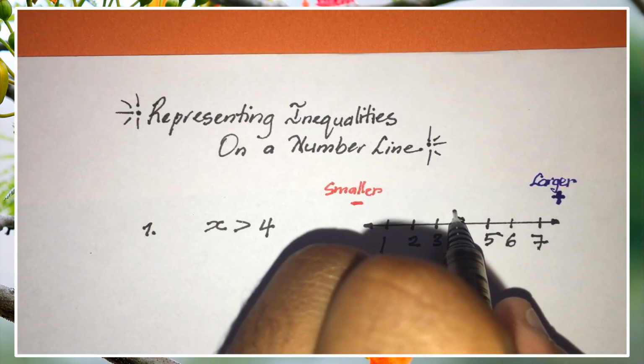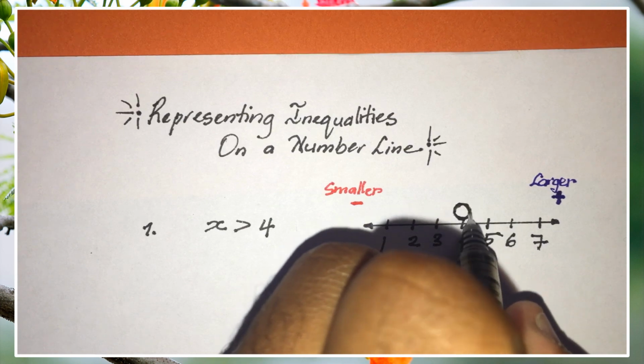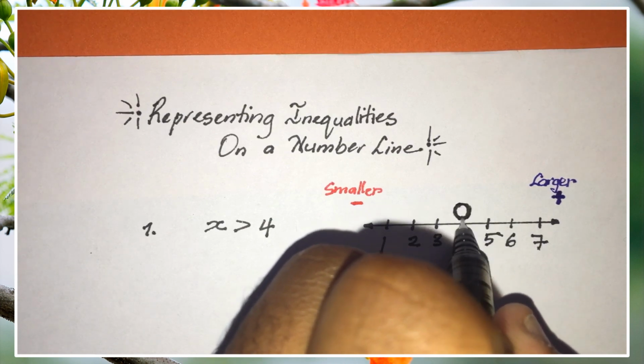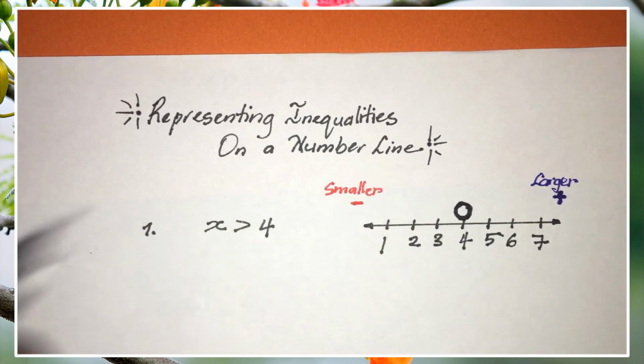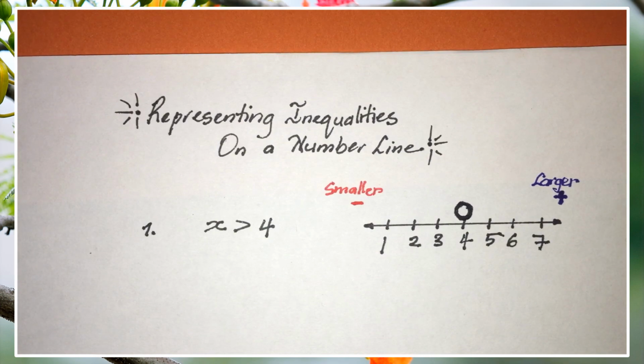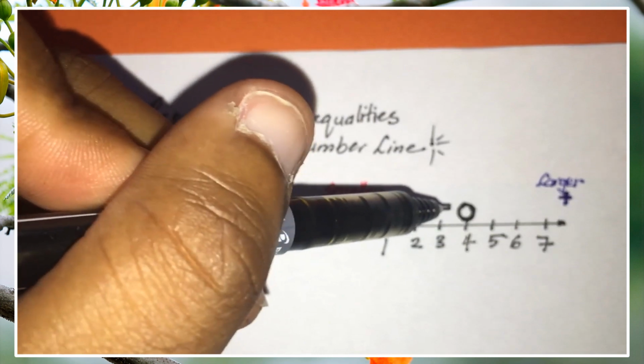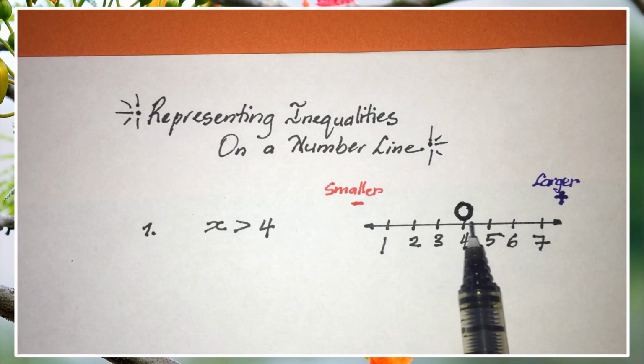So at 4, I'm going to put an open circle. This is what an open circle is. A circle that is not shaded. You can literally see through it, or see the space inside it, just like this. So this is what we call an open circle.